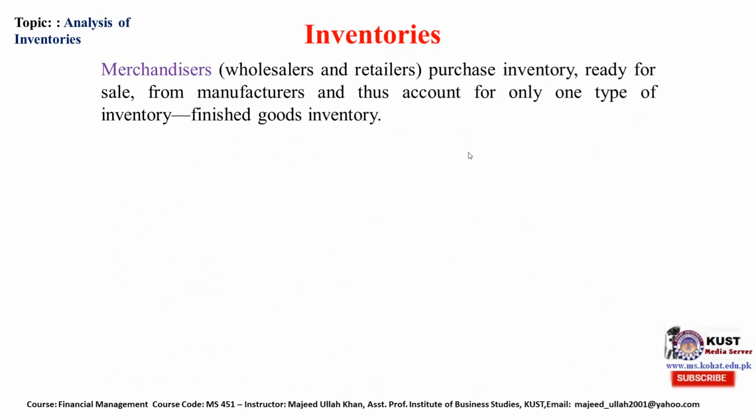So what is inventory? Inventory means different things with respect to the organization. If it is a wholesaler, merchandiser, or retailer, they purchase inventory, ready-made goods, from the manufacturer and then sell it further. So there is only one type of inventory, which is called finished goods inventory.